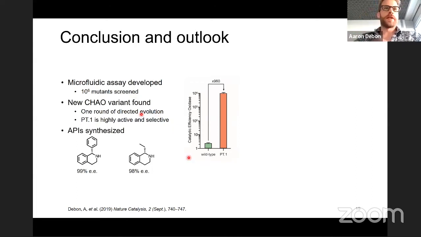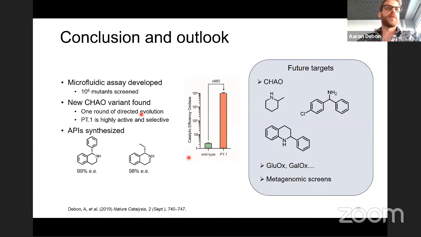So with this assay in hand, we have future targets. So A, we can use it to further diversify cyclohexylamine oxidase because we already have a library in hand. And for example, this one methyl substituted piperidine is completely inactive with the wild type enzyme, whereas we already detected activity by screening our library. And we want to see if we can distinguish the chlorine from the hydrogen here.